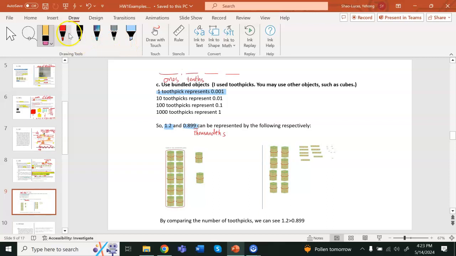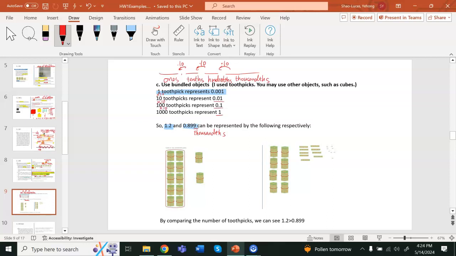We want to start from the smallest place value, which is the thousandths. So 1 toothpick represents the thousandths, and when you want to generate a bigger one, you multiply by 10, a bigger, larger place value. So we start with that. If you want to generate 0.01, which is the hundredth, you multiply by 10. If you want to generate 0.1, you take 10 multiplied by 10, which is 100. If you want to generate a 1, you multiply by 10 again, so you get 1,000 toothpicks.